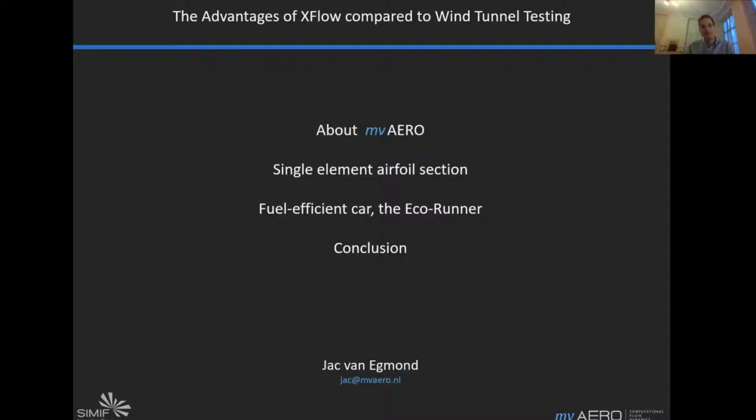I've been using XFlow for the past 6 years, and today I thought I'd share with you two examples of how my findings in XFlow related to a wind tunnel test that I performed. The first example will be on a single element airfoil section, just a simple wing, and the second will be on a full-size car, the so-called eco runner, a very fuel-efficient car where aerodynamics is very important.